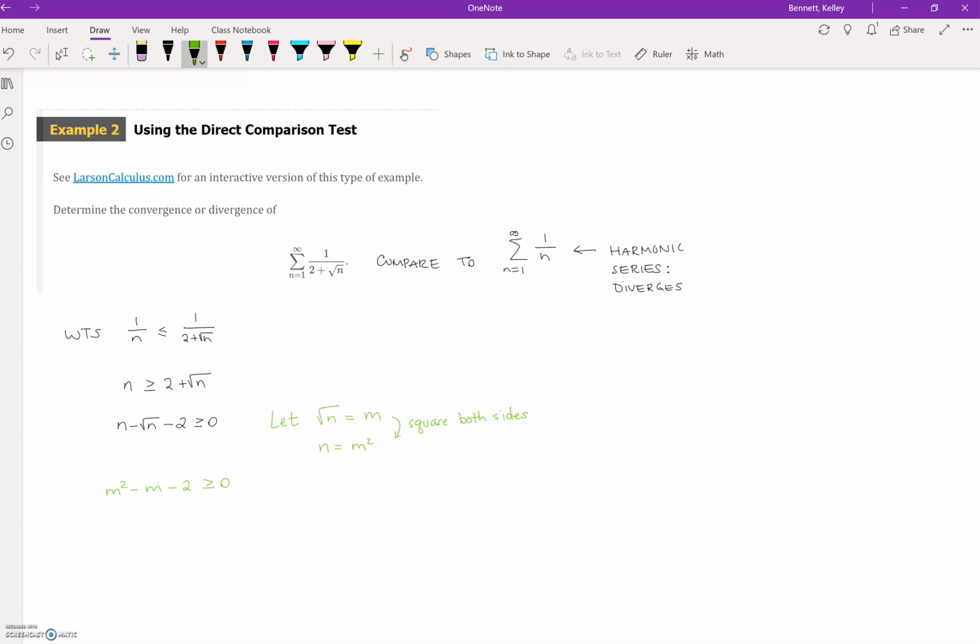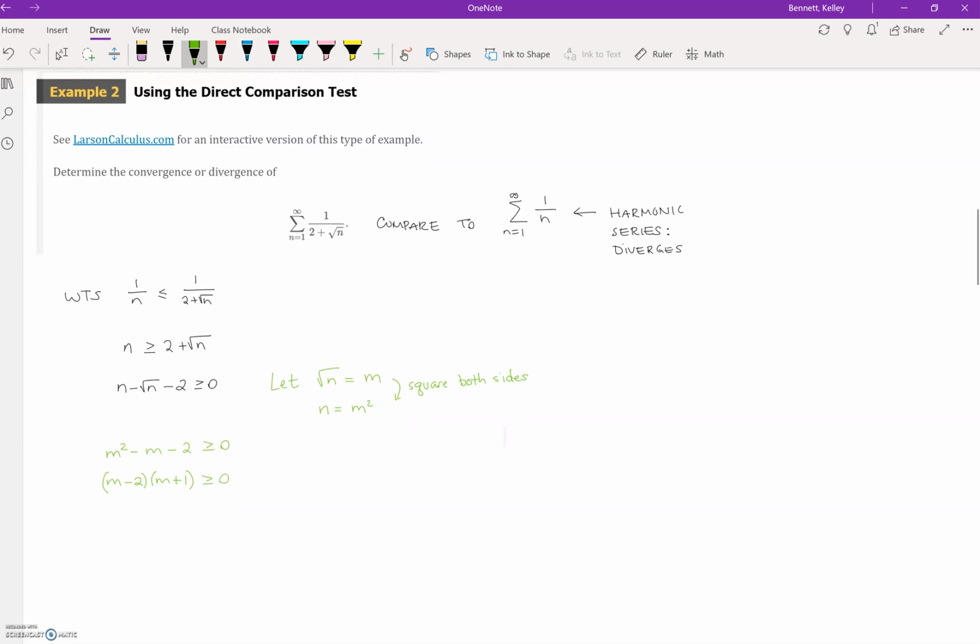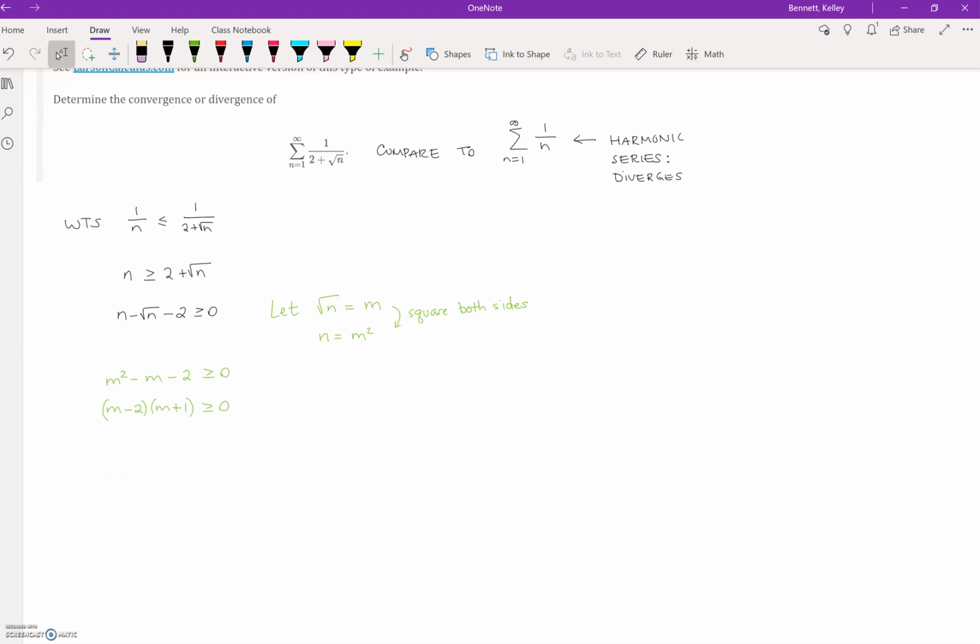So now I have a quadratic inequality that's easily factorable. So I'm going to get m minus 2 and m plus 1. And I want to know where this is greater than or equal to 0. So if I think about this graphically, I'm going to have a parabola with roots at 2 and negative 1. So here's 2 and negative 1. So that's my parabola. And I know it's opening upwards because the lead coefficient is positive.